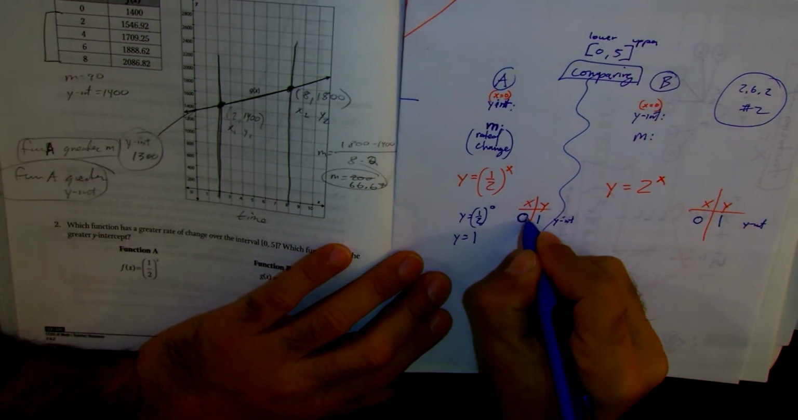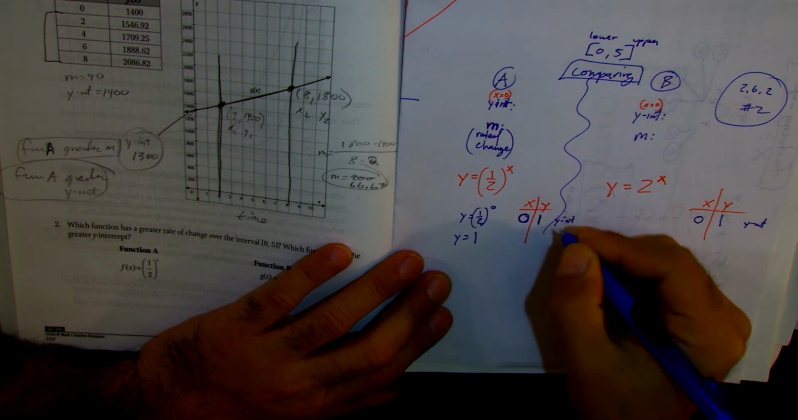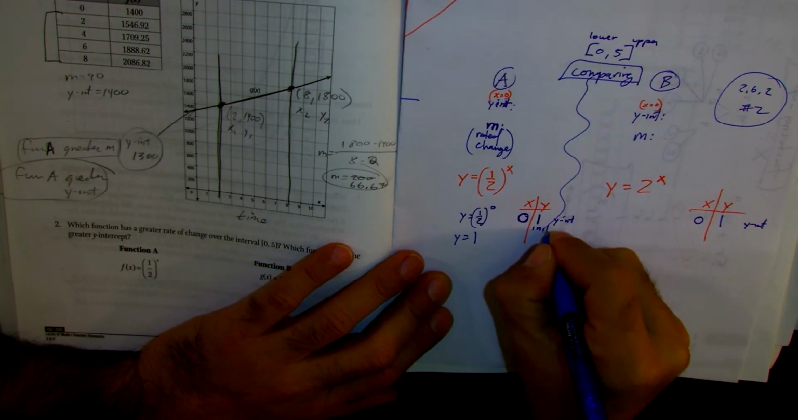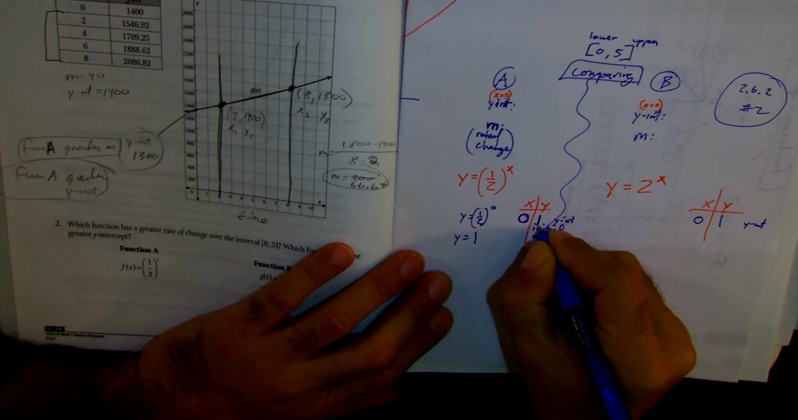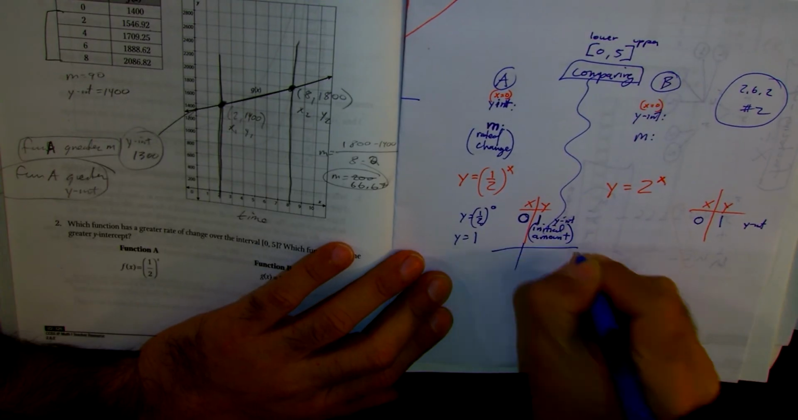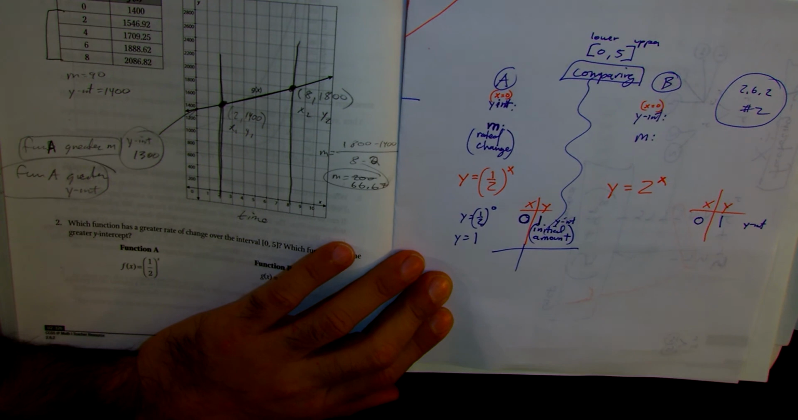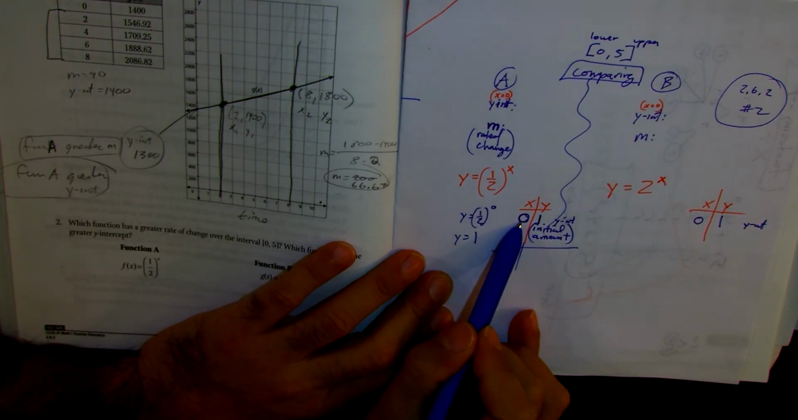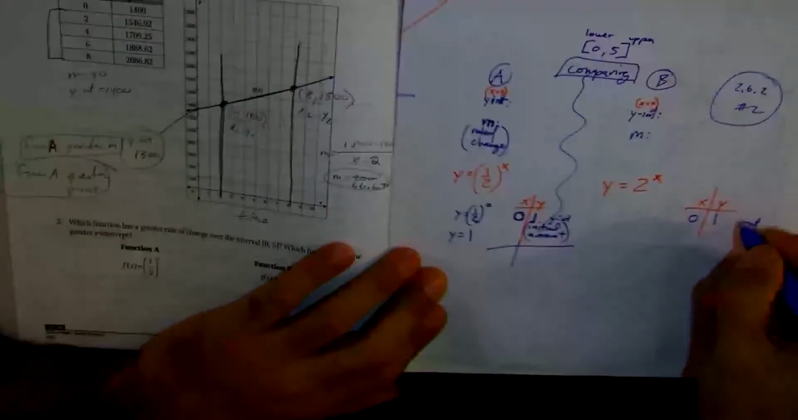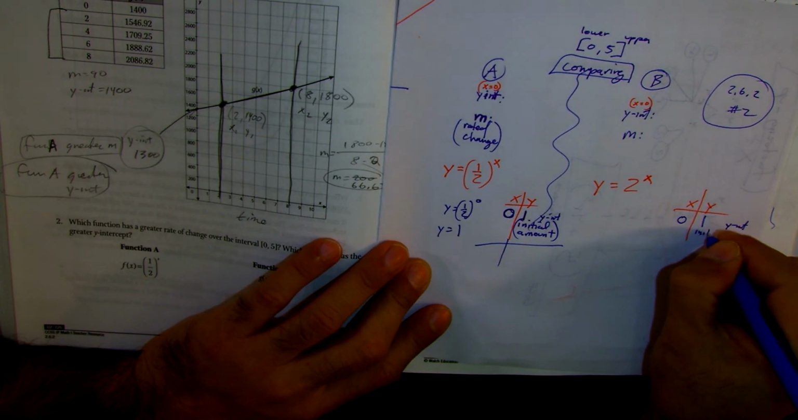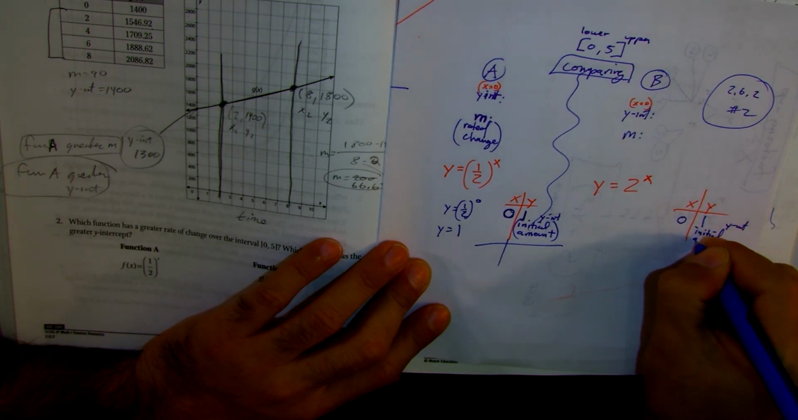So here's the thing. When I have 0 for x, if I get a 1 as my y value, that is also my initial amount, because I plugged in 0 for x. I got 1, so I know 1 is my initial amount because it's saying when time is 0, y is equal to 1. When time is 0, my initial amount is 1. Same over here. This is also the initial amount.